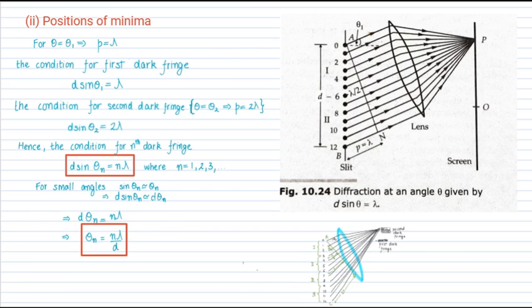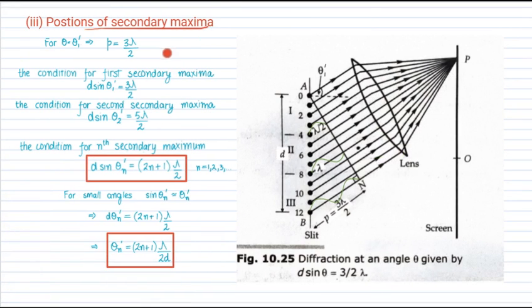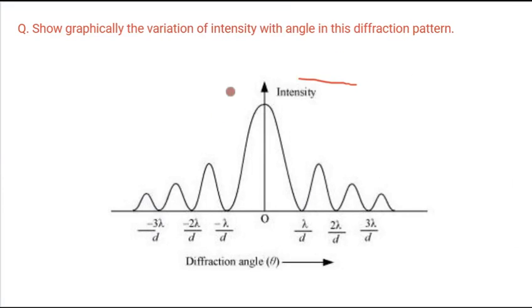Similarly, in this secondary maxima, no need to remember the derivation part. The only important part is the condition for the secondary maxima and the angle, your position for the secondary maxima. No need for this diagram also, because this question comes directly as an objective. They simply ask for 1 mark or 2 marks. There you can directly write down these values and you'll get marks. And also remember this intensity graph. They may ask you to draw the intensity variation.